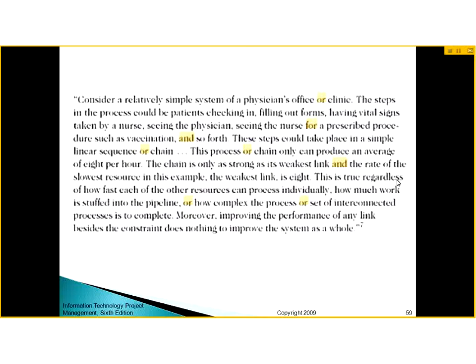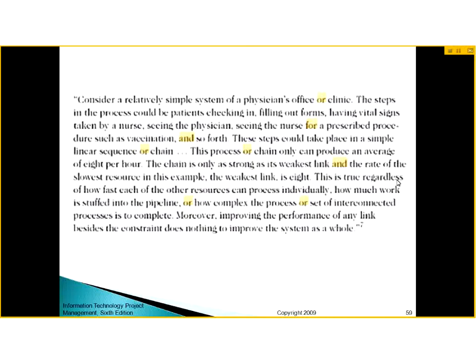So when patients come to the physician's office or clinic, first they check in, they fill out forms, then their vital signs are noted by a nurse, then they see the physician, then the nurse sees them according to the prescription given by the physician, and all these steps are followed in the same order. This process or chain can only produce an average of 8 per hour. From this process, 8 patients per hour can be seen.